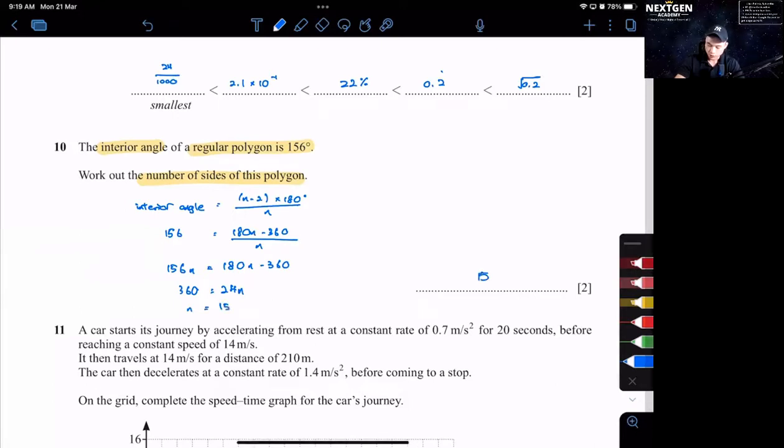So what's important here? Go and memorize this one. The interior angle formula won't be given to you. In fact, in math there's no formula that's given to you, so there's one whole list of things that you all have to memorize.